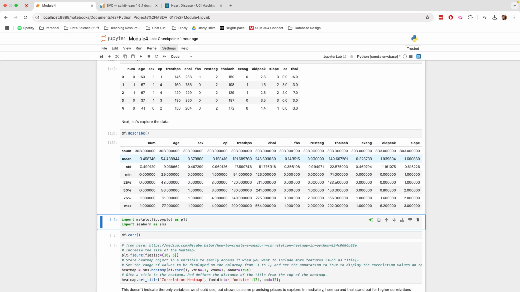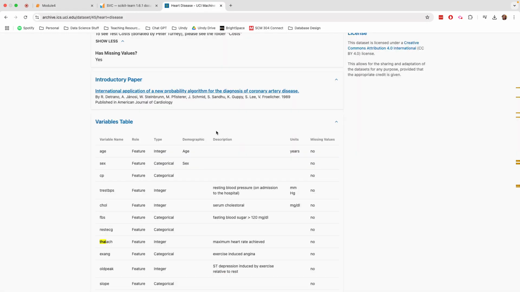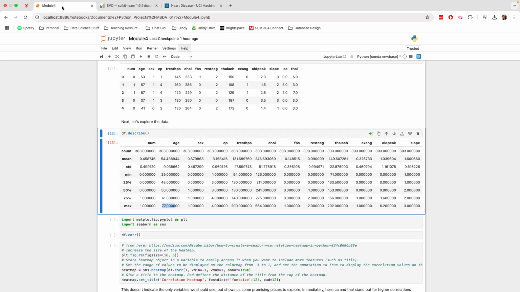Average of 54 years old, that makes sense. Minimum 29, okay, that's making me feel a little bit nervous about my heart. Maximum of 77 years old. Sex, it should be 0s and 1s. And then the data dictionary would tell me which one's a 0 and which one's a 1 somewhere. I'm not going to dive in right now, but it's there. All of these other values are there.